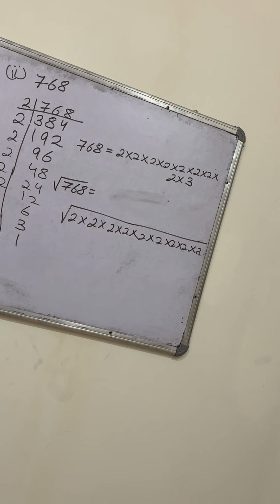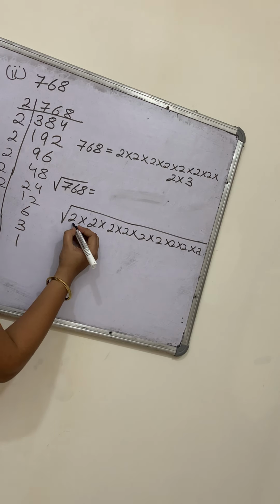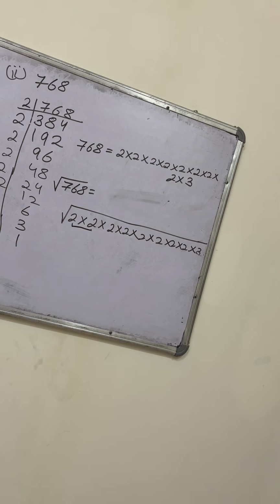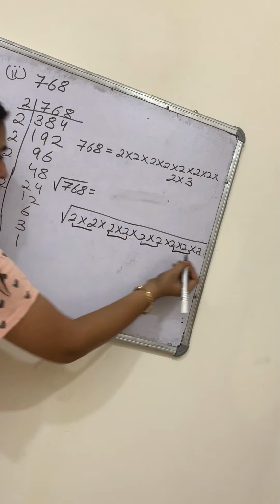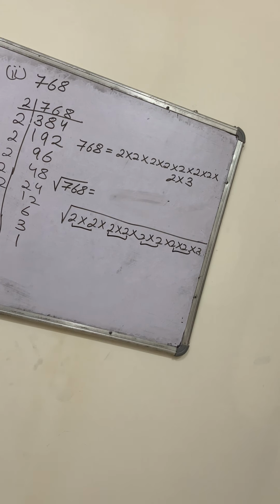Now what is the next step? What are we going to do? Pairing here, right? We are going to do the pairing. So these 2s form one pair, these 2 form one pair, these 2 form one pair, these 2 form one pair. Now 3 is left alone. We don't have any pairing for 3, right? 3 could only pair with 3. 3 into 3 will form one pair, but we don't have any pairing for 3 here.